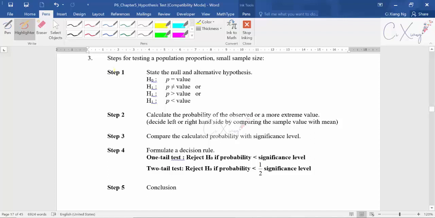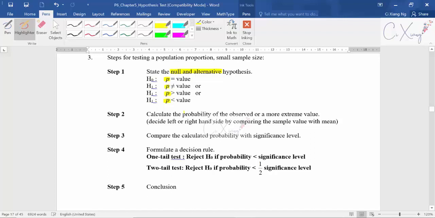In step number one, which is very similar, you are using the same concept to form the null and alternative hypotheses. How to write out the correct null and alternative hypotheses, we already learned at the beginning of this chapter. The rules to decide the null and alternative are the same, just that now we are not going to test mu anymore. In these binomial distribution cases, we are testing the population proportion, so all the symbols here are P, not mu. That's the first step.